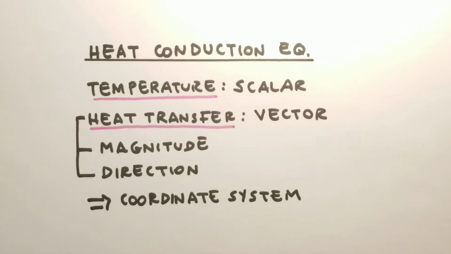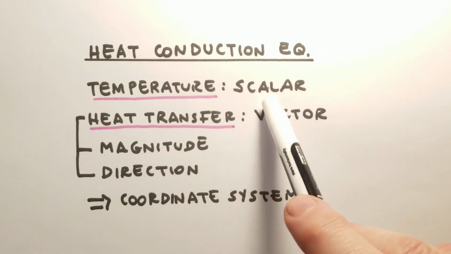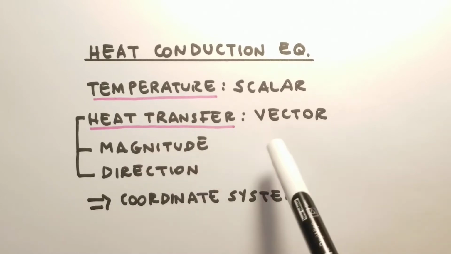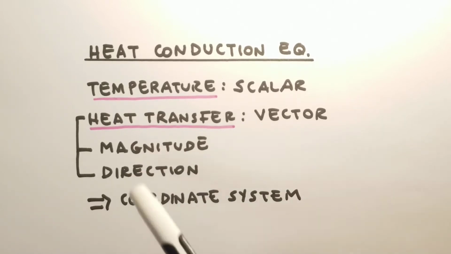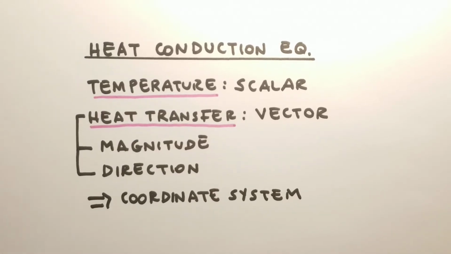First, we need to remind ourselves that temperature is a scalar, whereas heat transfer is a vector. So to define heat transfer, we need to define the magnitude of heat transfer and the direction. So it's important to define a coordinate system to study problems in heat transfer.